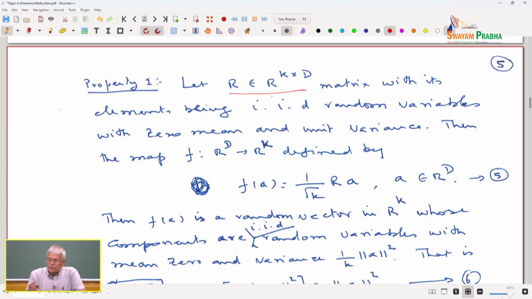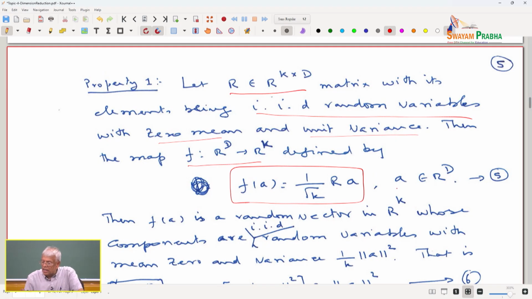Let R be a k by d matrix with its elements being IID random variables with zero mean and unit variance. Please understand, we only need to use the first two moments to start with, even though if it is type 1, it's Gaussian. Then the map f from R^d to R^k is defined by f of a equals 1 over square root of k times Ra, where a belongs to the host, the original space R^d.